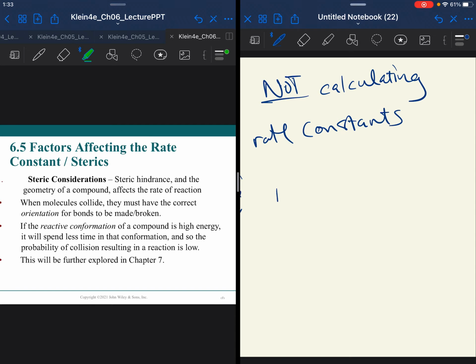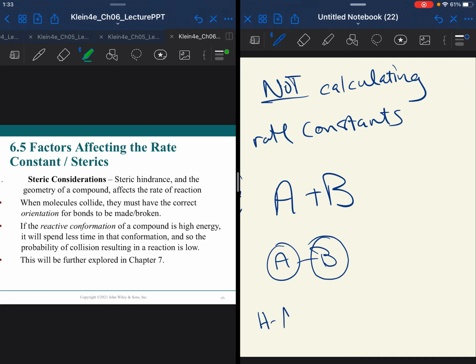Okay. Steric considerations. Like I mentioned a moment ago, if we are dealing with A plus B, well, that means that A and B have to bump into each other, right, to react. But think about your acid and base reactions.